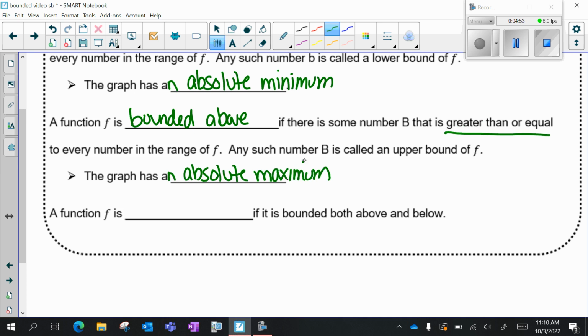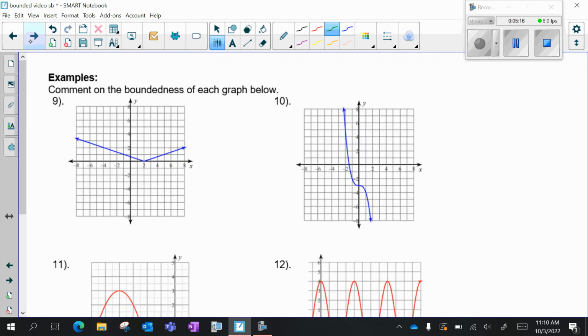And then a function is considered just bounded in general, not above or below, if it's bounded both above and below. So there are really 4 options. The other option would be it's considered unbounded if it has no maximum and no minimum, but that's not in your notes. But you could add that if you'd like, the definition of unbounded. And then here are 4 examples for us to look at to comment on the boundedness of each graph.